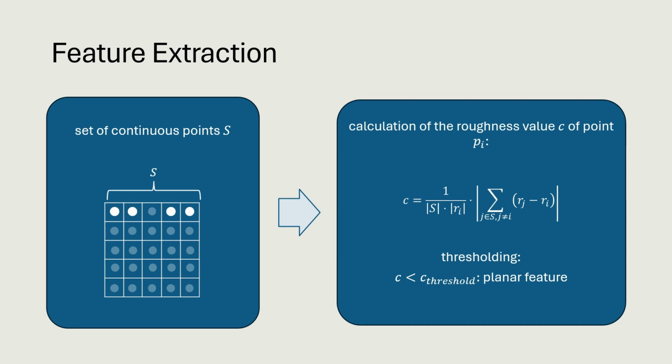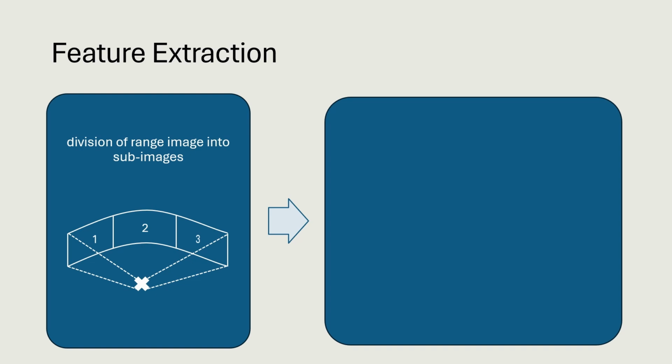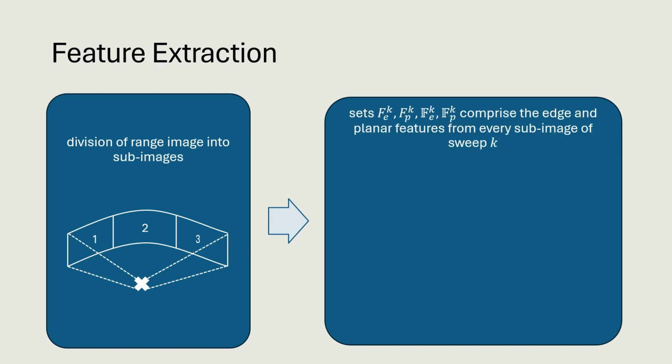To extract the features evenly from the whole scan, we divide the range image into 6 equal-sized sub-images, each covering a window of 60 degrees of the environment. From every sub-image, a predefined number of edge and planar features is extracted. In the further processing, we utilize the notations F_e, F_p, double F_e, and double F_p for denoting the sets edge and planar feature points are assigned to, whereas k represents the current sweep's index.